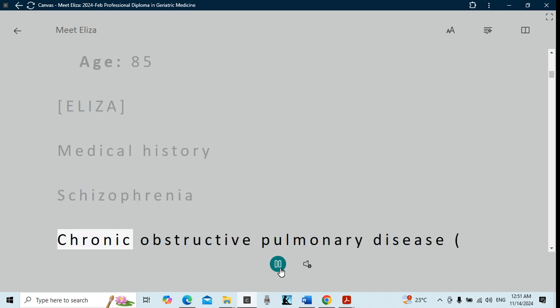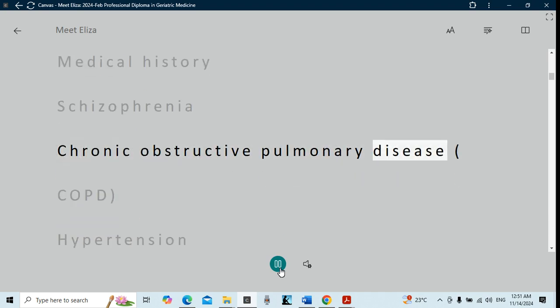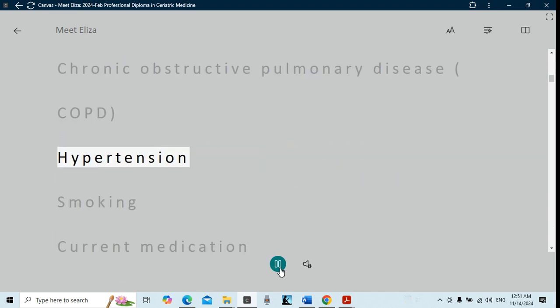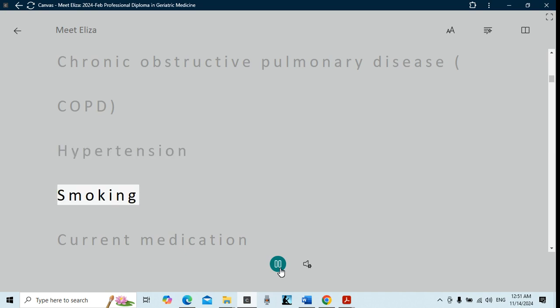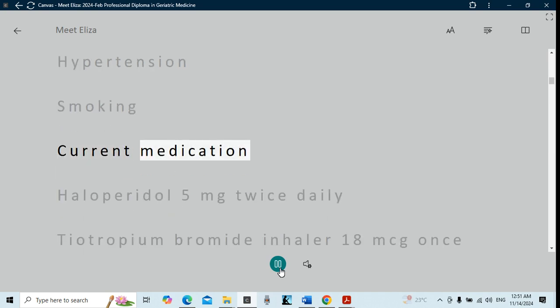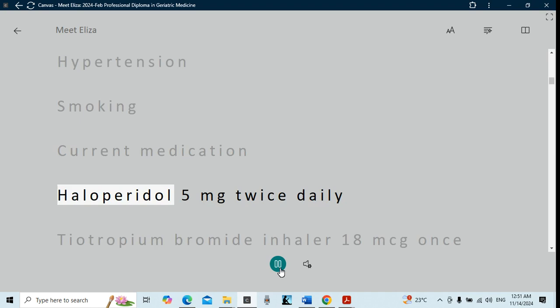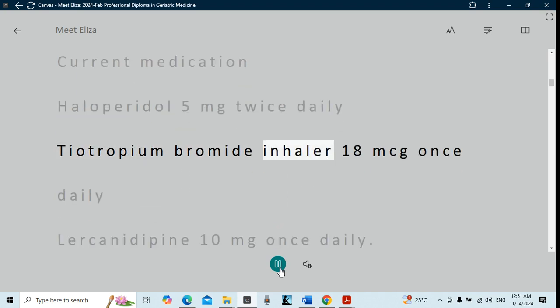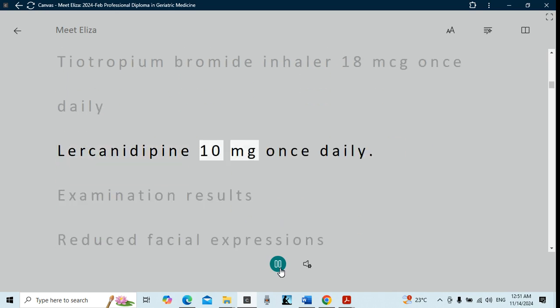Medical history: schizophrenia, chronic obstructive pulmonary disease, COPD, hypertension, smoking. Current medication: haloperidol 5 mg twice daily, tiotropium bromide inhaler 18 micrograms once daily, lercanidipine 10 mg once daily.